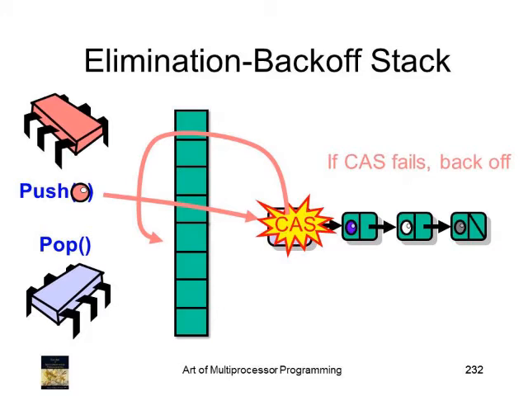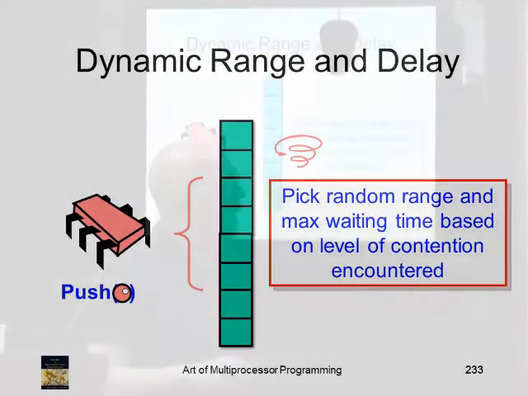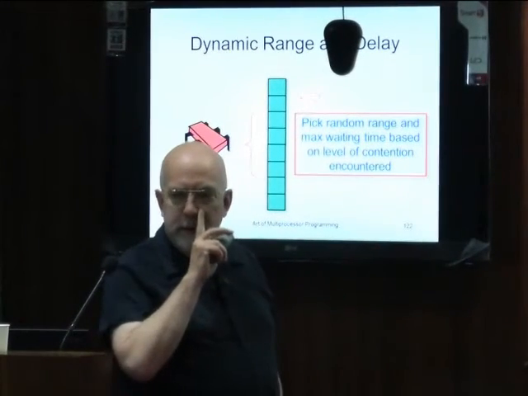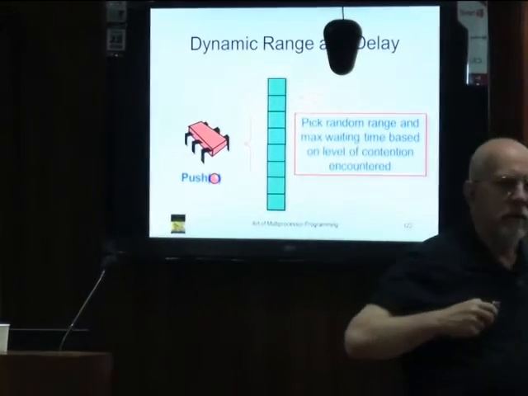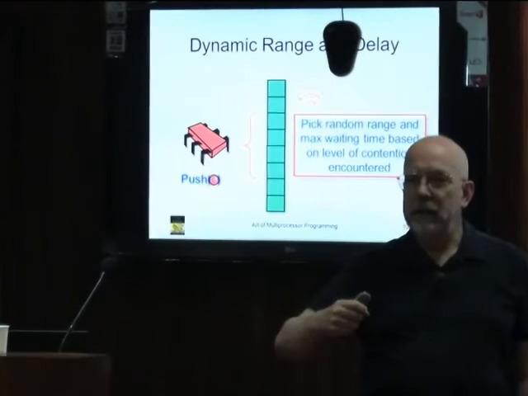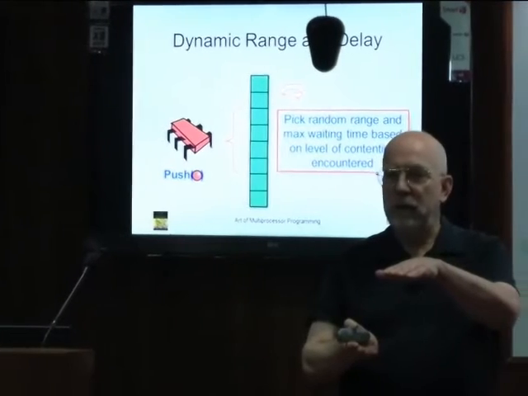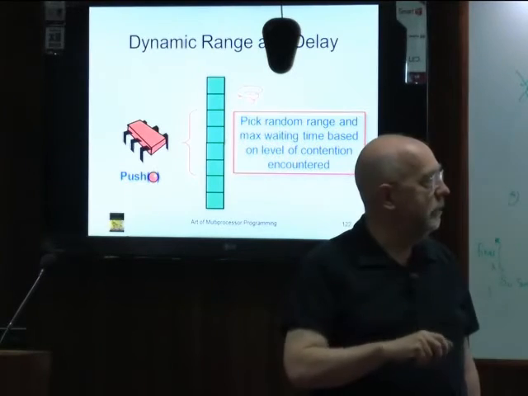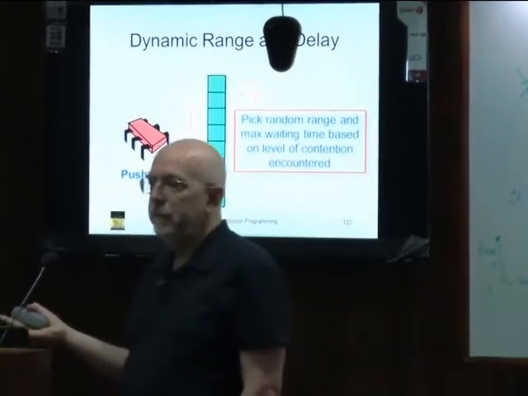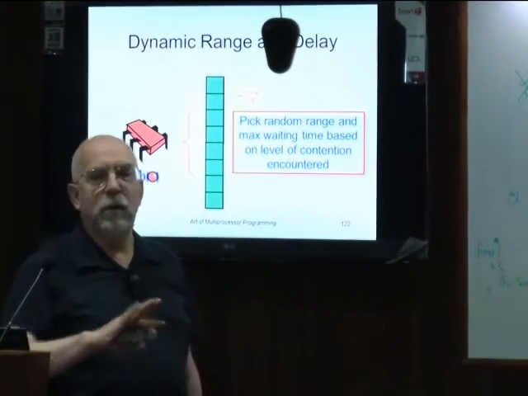So the way this works is we try the compare and swap. If it fails, we back off. There are a lot of parameters here. You can pick a random range and maximum wait time depending on the amount of contention. So if you hang out in the array for a while and nothing happens, you try again and there's still contention, then maybe you want to narrow the range to increase your probability. But if there's contention on this structure, then maybe you want to use more slots. And an interesting open question is how to pick the waiting time and the size.